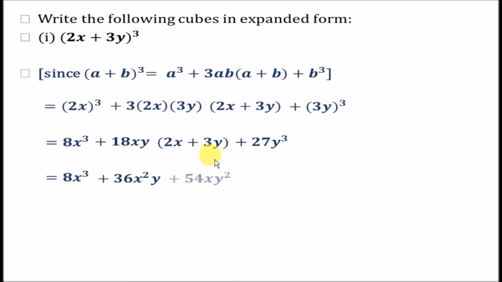Multiplying with 3y, plus into plus is plus, 18 threes are 54, x, then y into y, y square. So 54xy square plus 27y cube. So this is our final answer for this question. Now, a similar type of question, 2 by 3p minus 2q whole cube. Now, this is in the form of a minus b whole cube, where in place of a we have 2 by 3p and in place of b we have minus 2q.